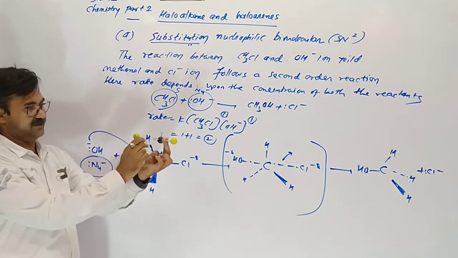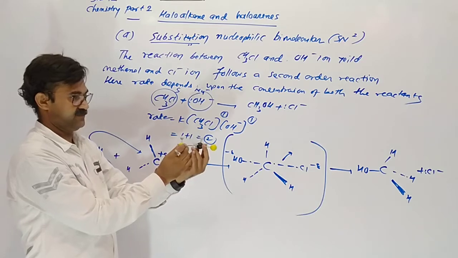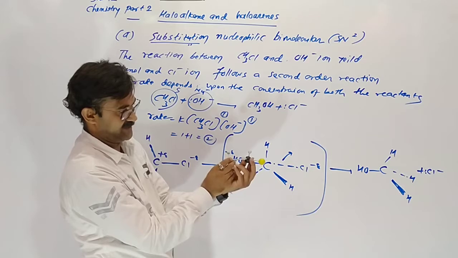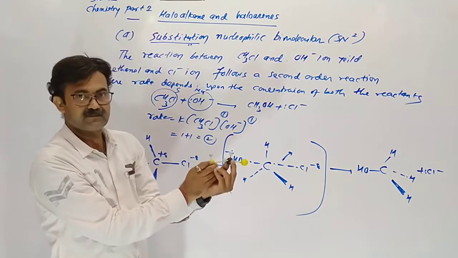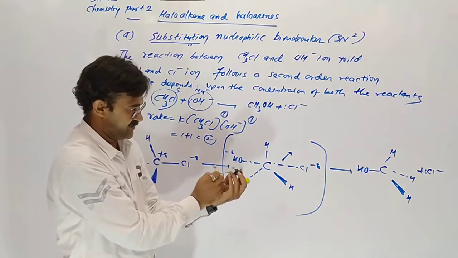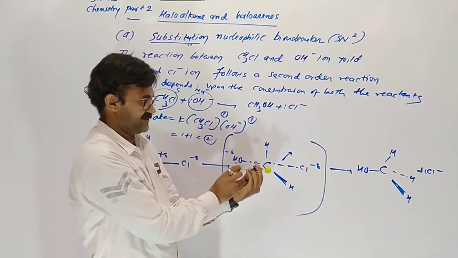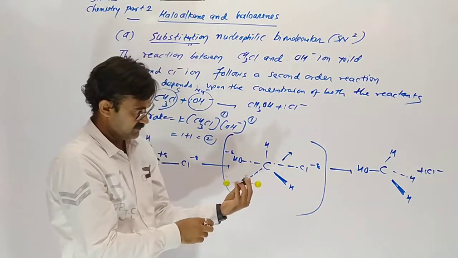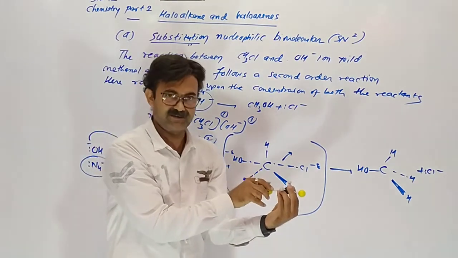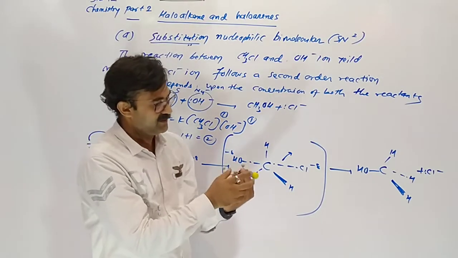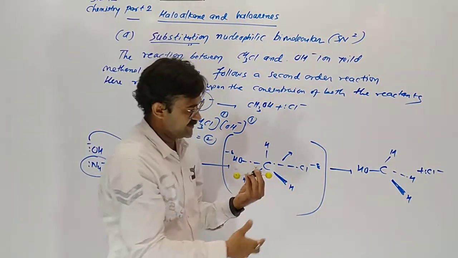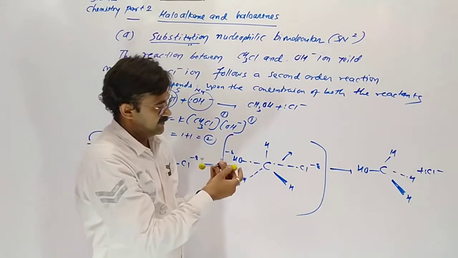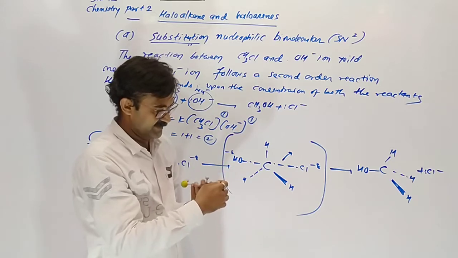Now in the transition state, the OH group, O and H, attacks the carbon. This stage is called the transition state. Here chlorine is not totally removed and OH has not totally entered. This bond is starting to break and this one is starting to form. The bond becomes weaker and chlorine will be removed.